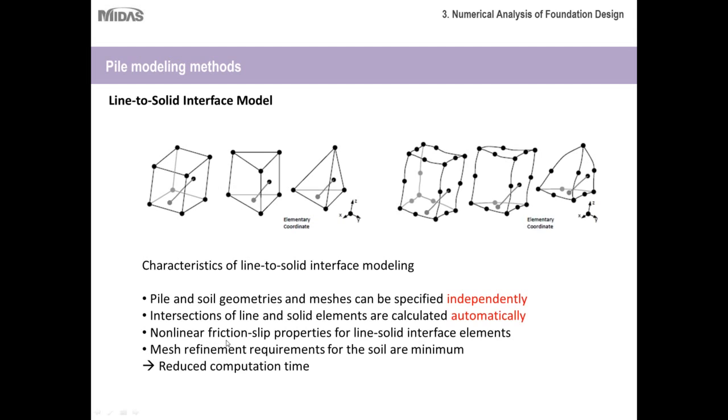And the nonlinear friction slip properties for line to solid interface elements are also available. So like I said, this line element or embedded pile element is a combination of beam and the interface together. So then you can control the soil-structure interaction or soil-pile interaction by defining the properties for that interface, which could be nonlinear.